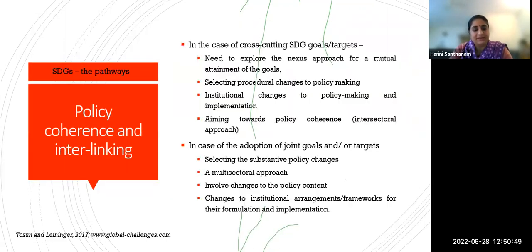So I was talking earlier about the pathways, and I said that I'll come back to this later. So the very important pathway is to achieve cross-cutting goals. There are again 2 ways in which SDGs can be adopted. One is by adopting cross-cutting goals and targets, and second is by achieving joint goals and targets. So there are 2 perspectives again. Let us see what this means.